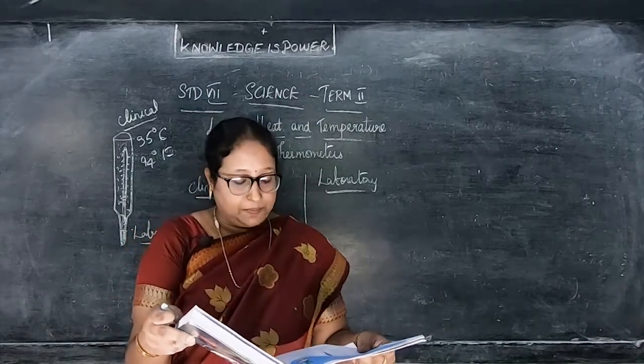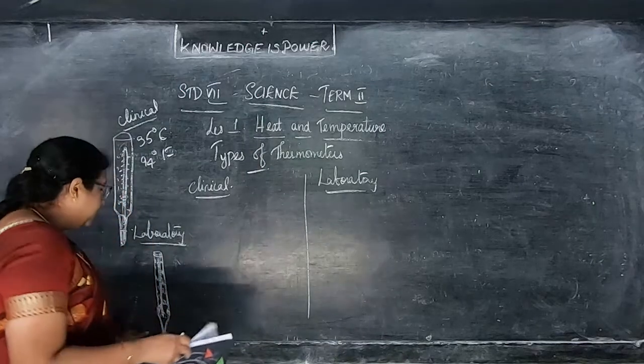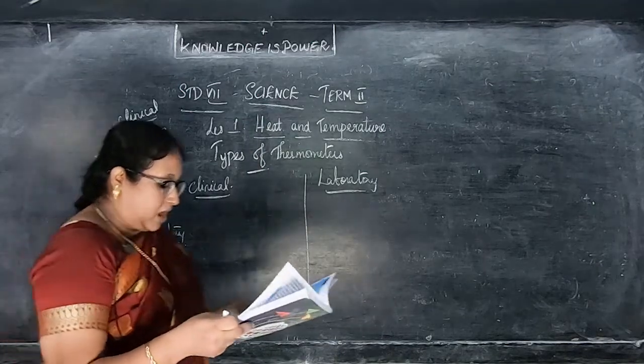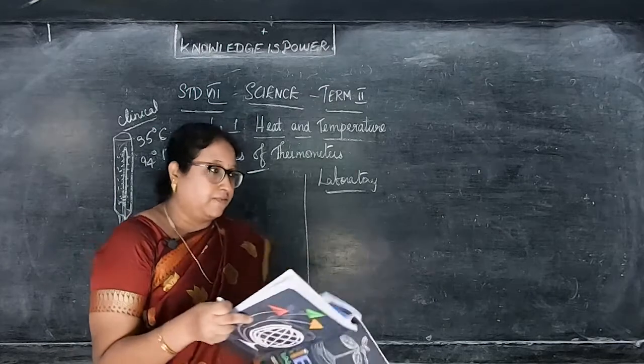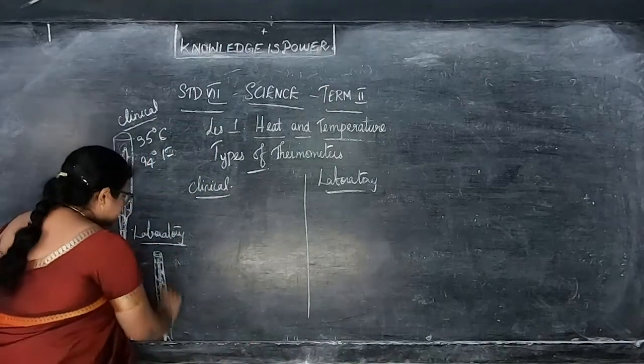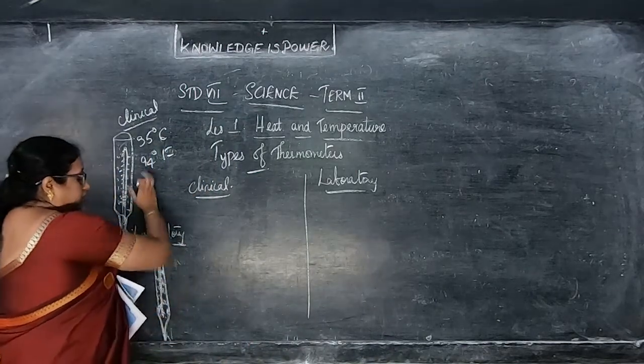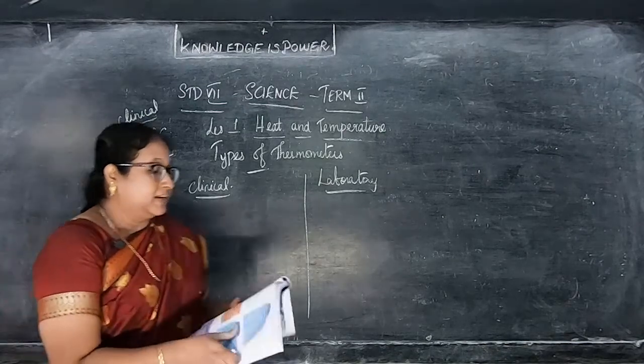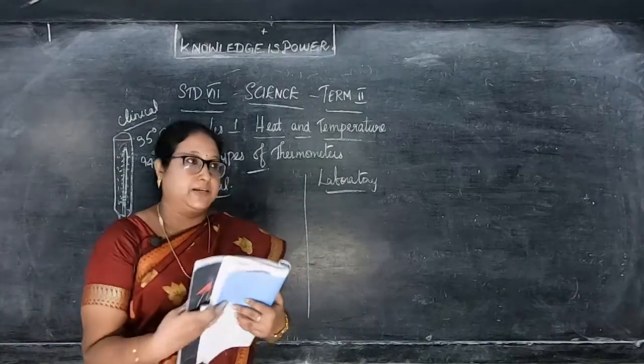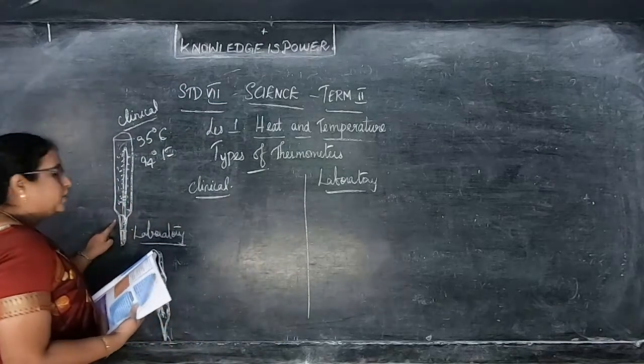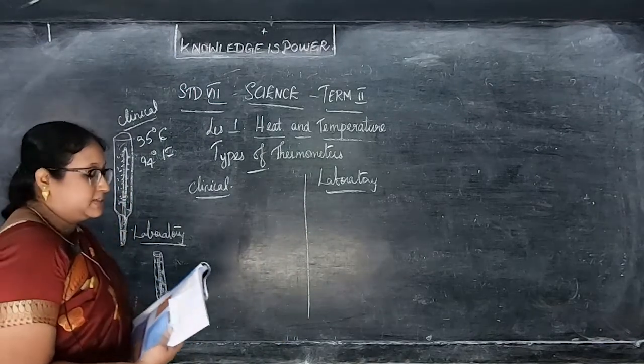Now, the stem and the bulb of a lab thermometer are longer when compared to those of a clinical thermometer. So, this is the stem and this is the bulb. Compared to the clinical thermometer, it is long, and there is no kink in the lab thermometer. We saw the kink in the clinical thermometer, but in the laboratory thermometer there is no kink.